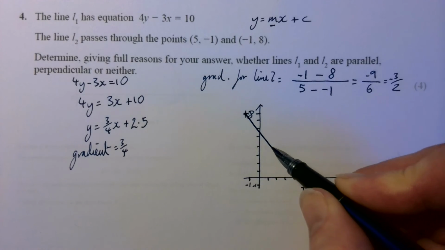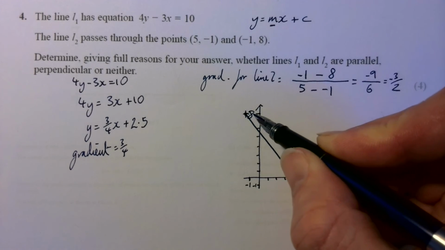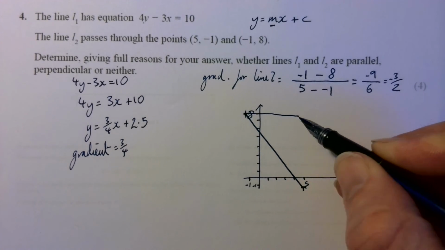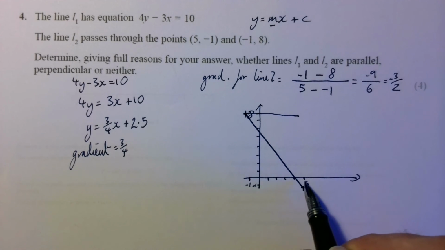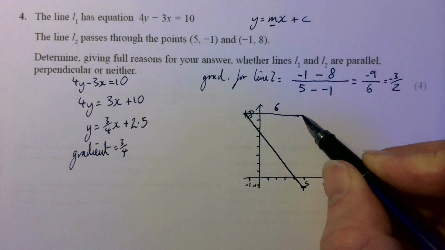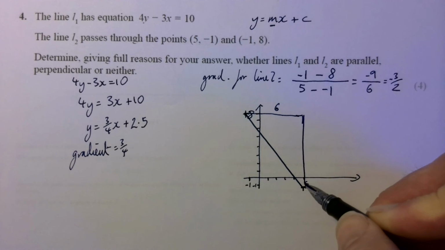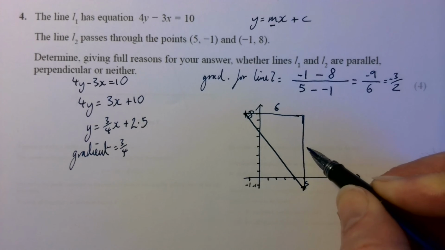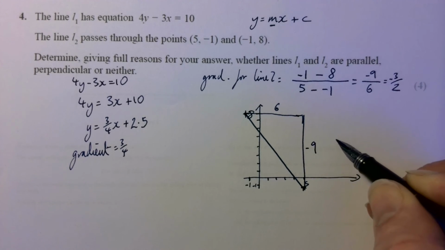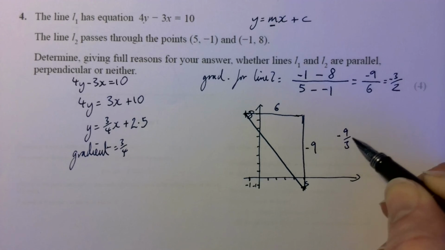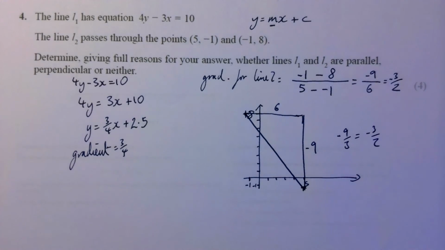So I'm looking at the gradient of that line. How far have I gone across? I can see that I've gone across 6 there, and I can see that I've gone down 8 plus 1 more there. So the gradient will be -9/6, which is -3/2. So the same either way.